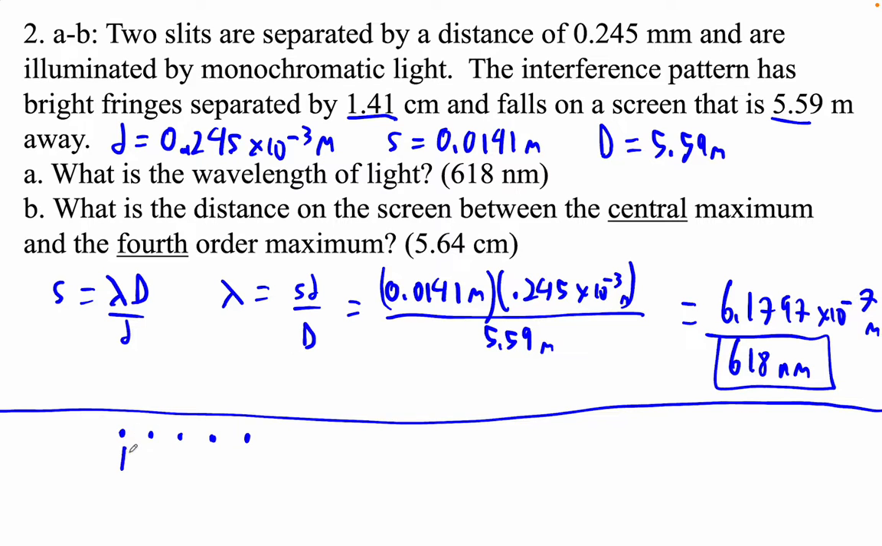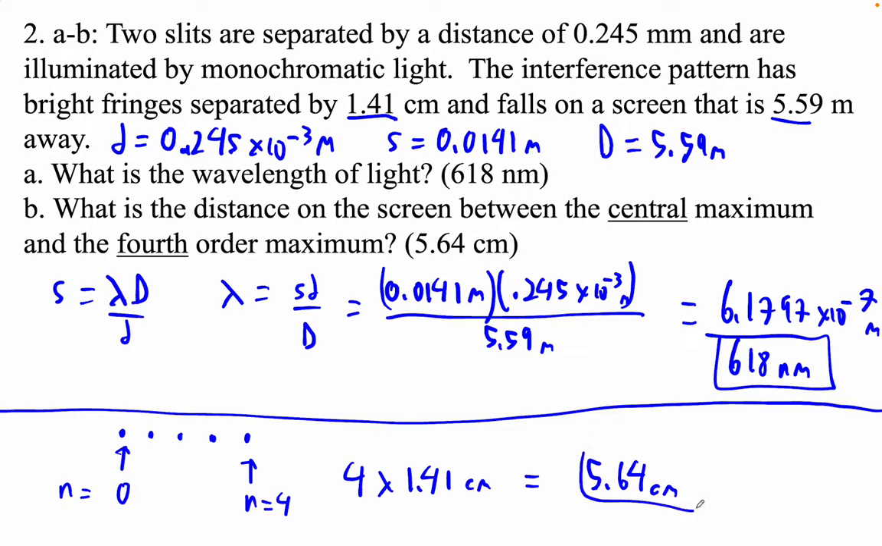So from the center, which is zero, to n equals 1, 2, 3, 4, there are 1, 2, 3, 4 gaps that are all 1.41 centimeters long. So 4 times 1.41 centimeters is equal to, what is that? Let's do it. 5.64.